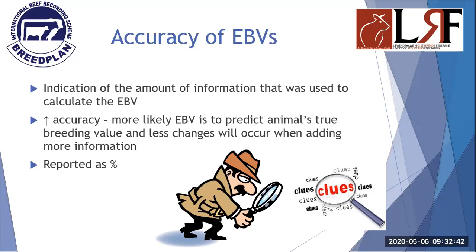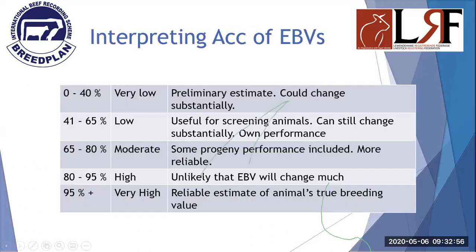So the higher the accuracy, the more stable the animal's EBV becomes. And it is reported as a percentage. So for example, if you have an accuracy of between 0 and 40%, this is considered low. It is a preliminary estimate, and it could change substantially.